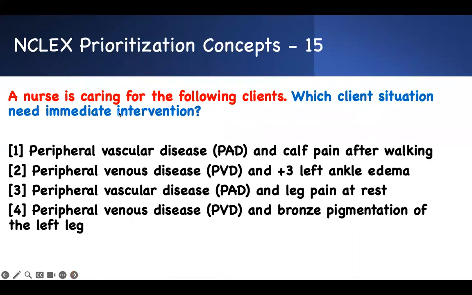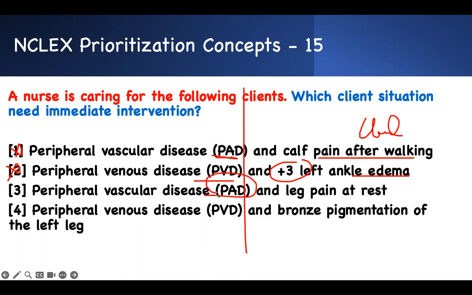Number 15. A nurse is caring for the following client. Which client situation needs immediate intervention? Same concept. I want to see if you understand peripheral venous disease and arterial disease. If you have PAD and you have calf pain after walking, this is claudication. That's what I expect. You have PVD, peripheral venous disease. There's too much blood flowing to your leg, so you're supposed to see edema. I'm not worried about it. If you have PAD, less blood flow into your leg, you get pain when you walk. But if you have pain at rest, that means your leg is dying.